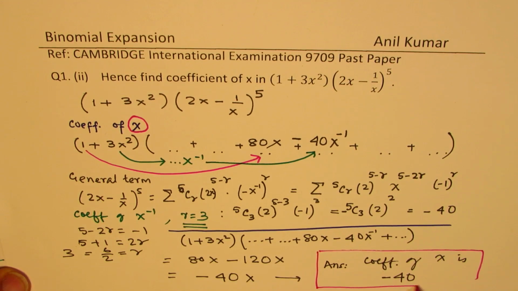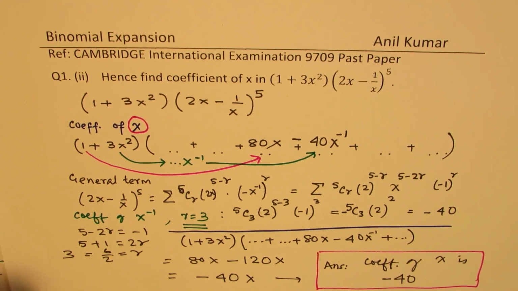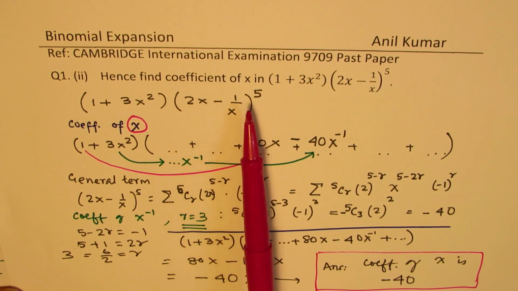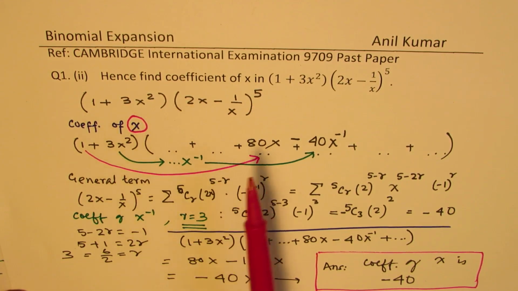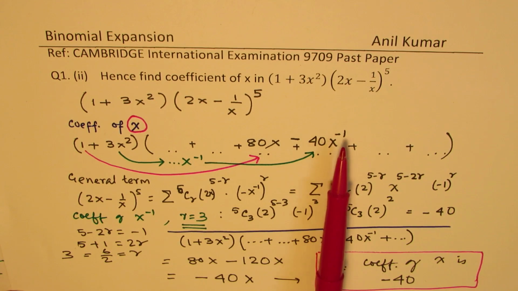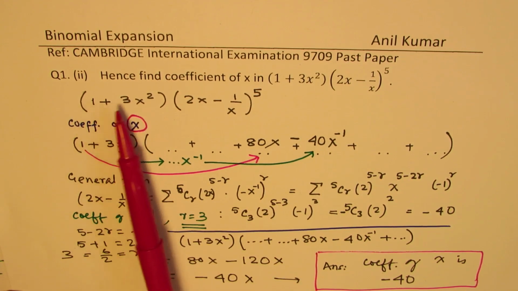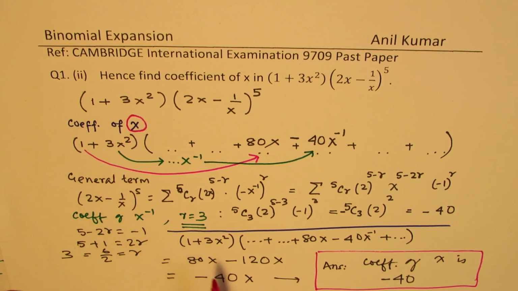So I hope the concept is absolutely clear. The important thing is, out of these 6 terms of the expansion, one will have x to the power of minus 1. When you multiply these terms with the binomial given, we'll get the term which will have x in it. And if you combine those, we get one term which has the required answer, the coefficient of x.